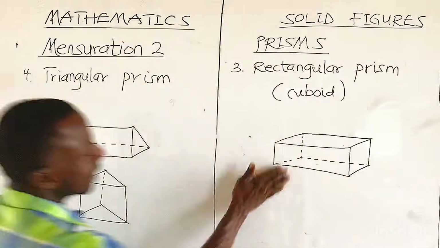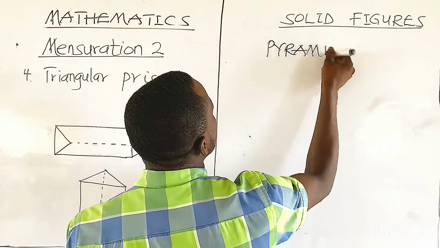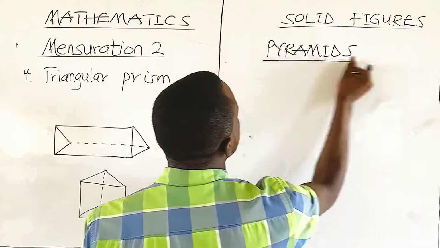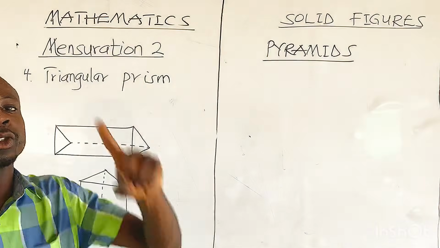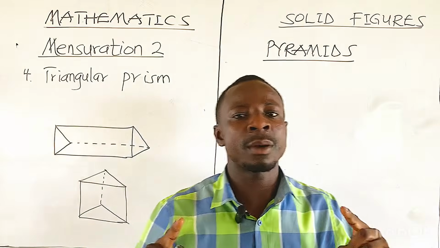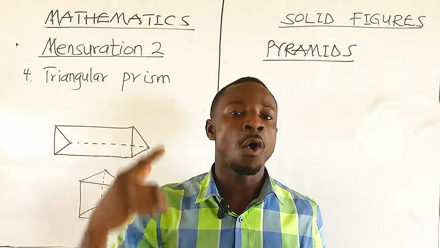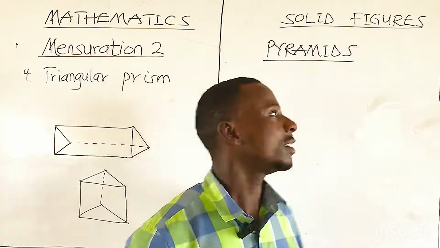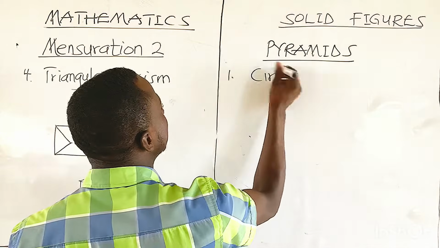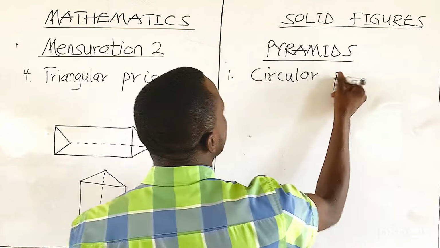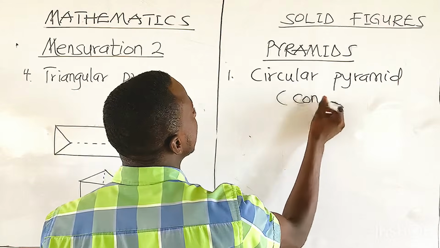Now the next one is the pyramid. A pyramid has a conical top. So the top of a pyramid looks conical. Every pyramid has an apex, or we also call it the vertex. So the first pyramid is the circular pyramid. We normally call it the cone.